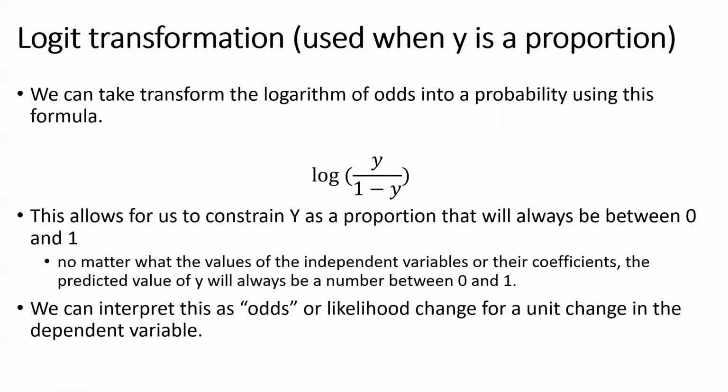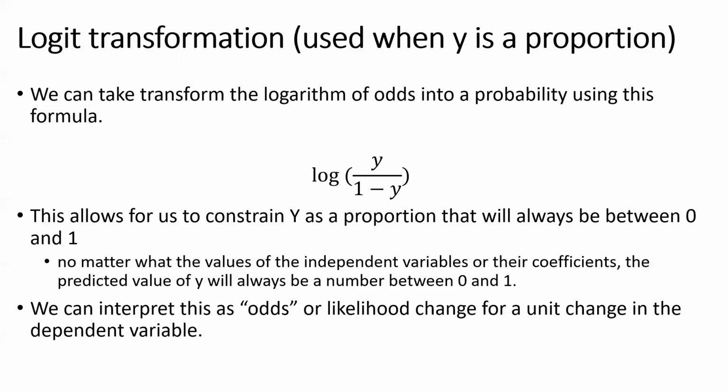So no matter what the values of the independent variables or their coefficients are, the predicted value of Y will always be between 0 and 1. And people either voted or they didn't, right? They either voted yes or no, where 1 is yes and 0 is no. And how do we interpret that though?